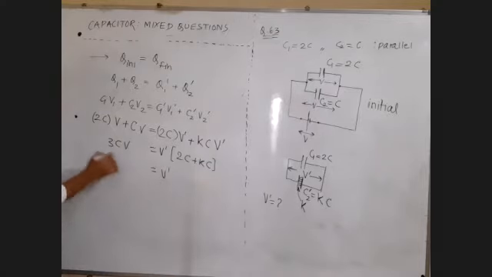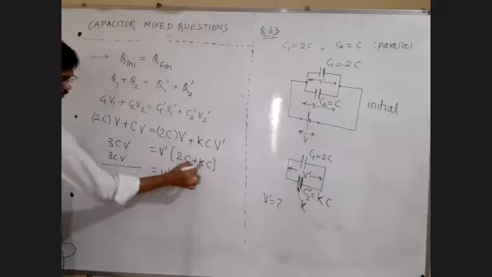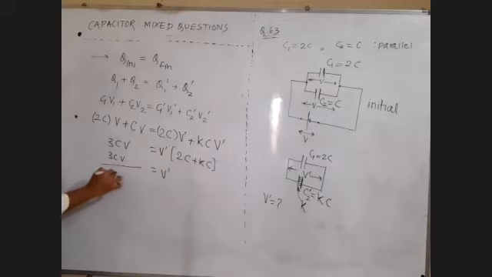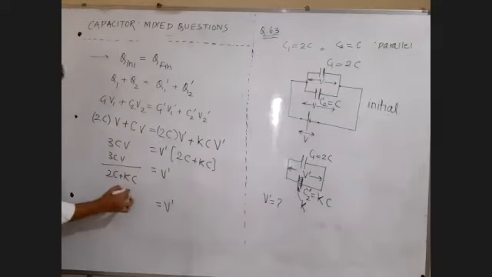So V dash is equal to 3CV divided by 2C plus KC. C is common and cancels. So V dash is equal to 3V upon 2 plus K.